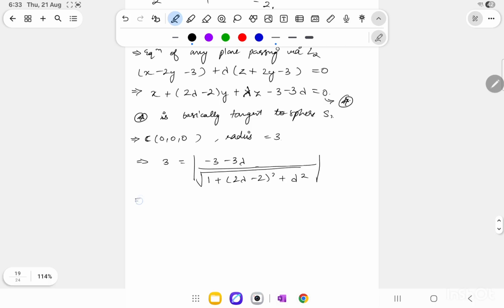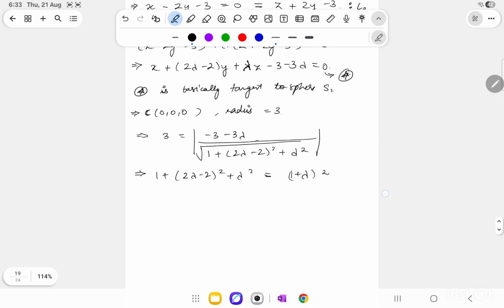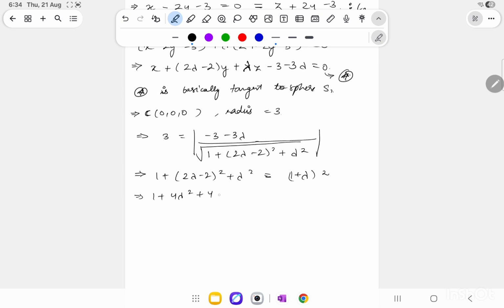If I simplify it, I will get 1 plus (2 lambda minus 2) square plus lambda square equals 1 plus lambda square. Expanding, I'll get 1 plus 4 lambda square plus 4 minus 8 lambda plus lambda square equals 1 plus lambda square plus 2 lambda. I can simplify it further, and I will get 4 lambda square minus 10 lambda plus 4 equals 0.